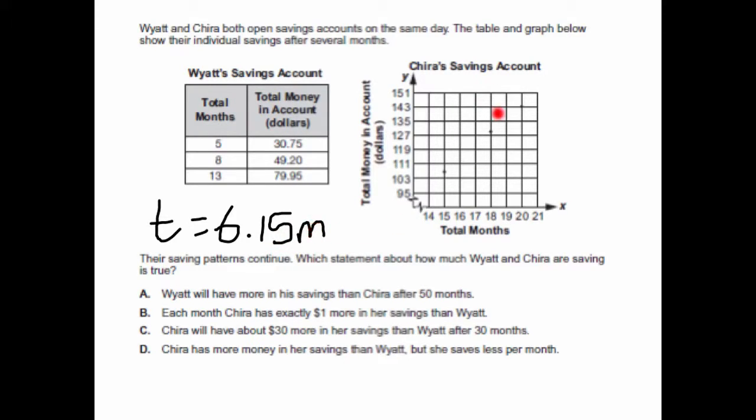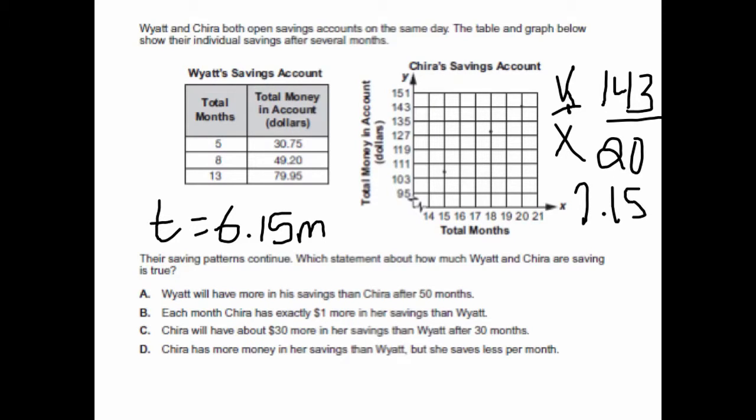So now my next thing is to look at Kira. Now, although it may be hard to see, there is a clear point right here at 143.20, which means that after 20 months, she has $143 in her account. Let's see how much she's saving. The easiest way to figure this out, especially if you don't have a clear y-intercept and a clear point, is just to do y over x. If they opened a savings account on the same day, we can assume that they both started out with nothing in their account. So I can do 143 over 20. 143 divided by 20 is $7.15.